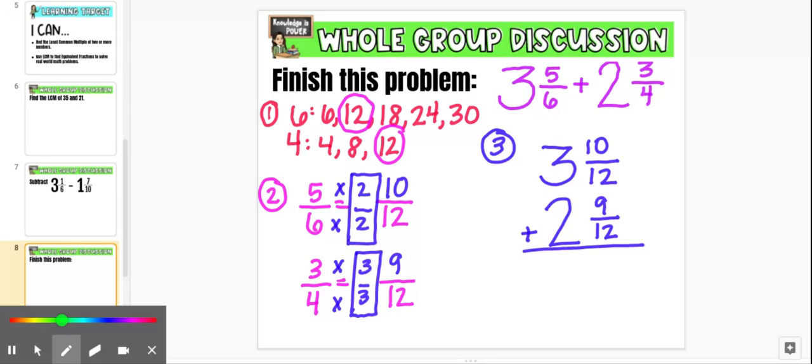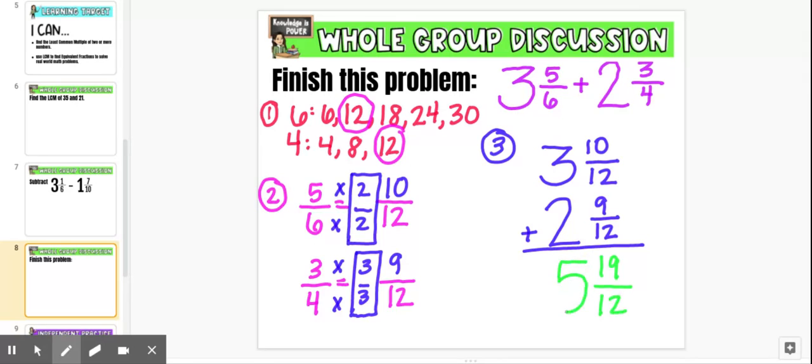Okay, so now I have 3 and 10/12 plus 2 and 9/12. So I'm going to add 10 plus 9 is 19, and my denominator stays the same. And then 3 plus 2 is 5. All right, so it looks like we're done. But this fraction right here is an improper fraction. That's something that I want you to keep your eye out for.